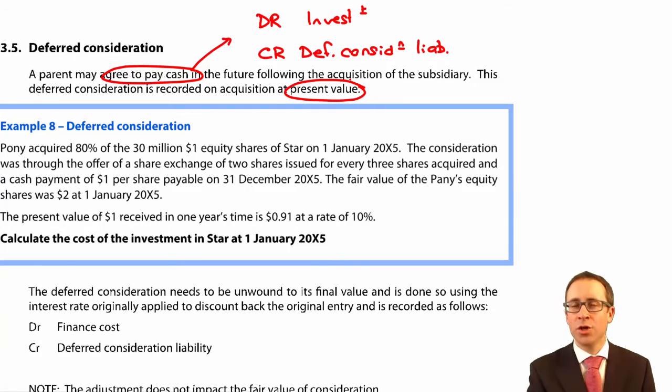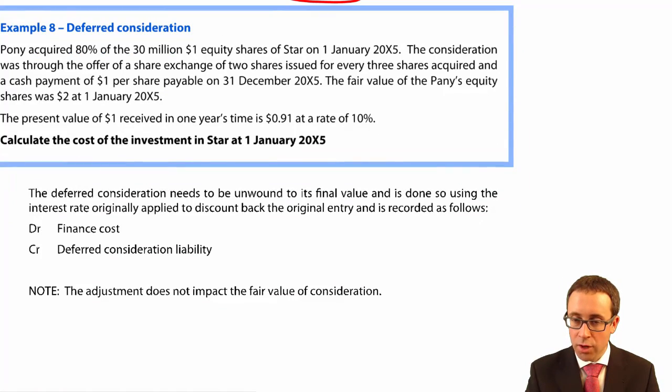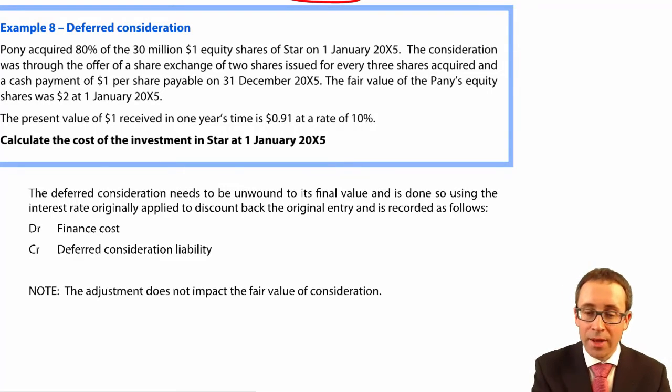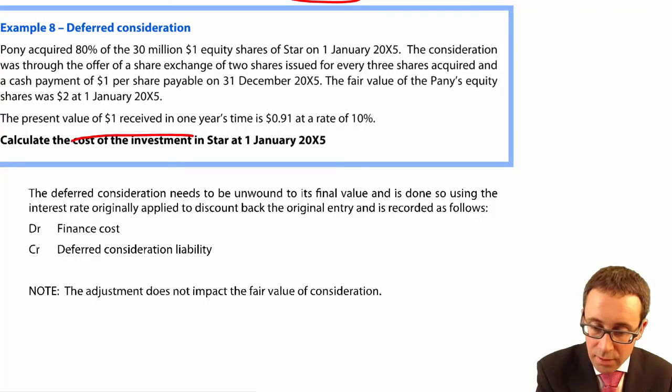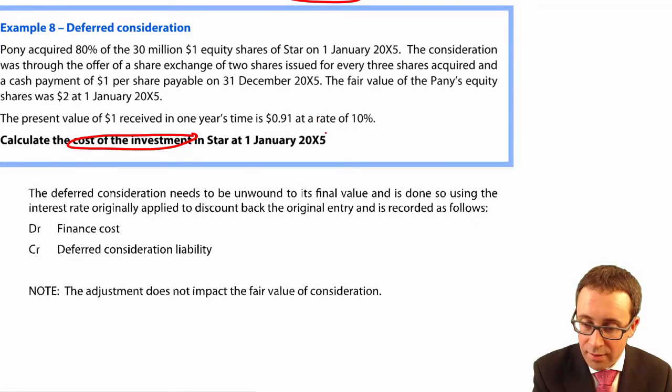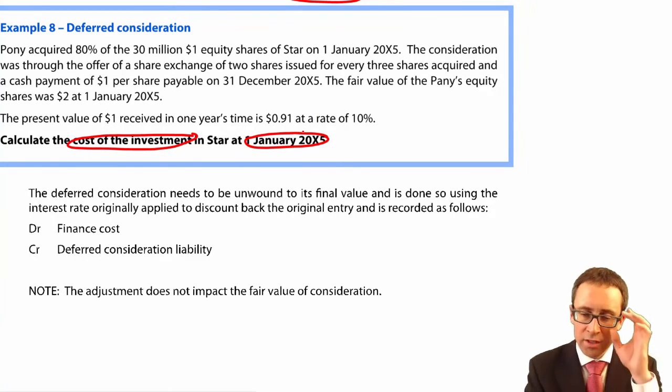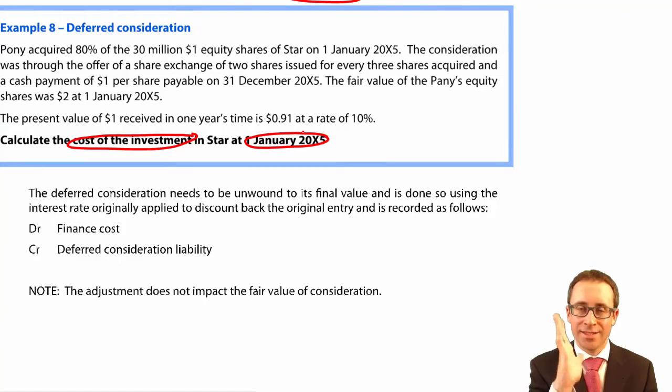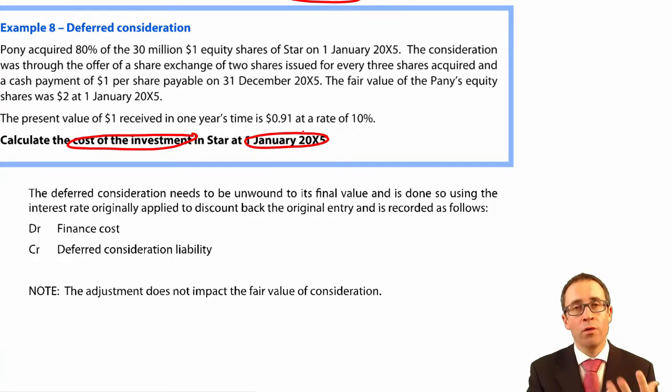There's nothing going to be anything too technical or too difficult. It's usually going to be a 1 year's worth of discounting, which is what we see when we look at the next example. Okay, so what you've got there, if we look at example 8 and deferred consideration, it says calculate the cost of the investment. The cost of the investment in Star at the 1st of January 20x5. So that's today's date, the acquisition date. Now, it might not just be that the investment consists of deferred consideration. There could be other things as well.